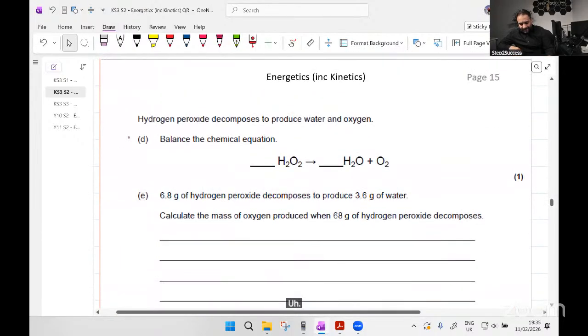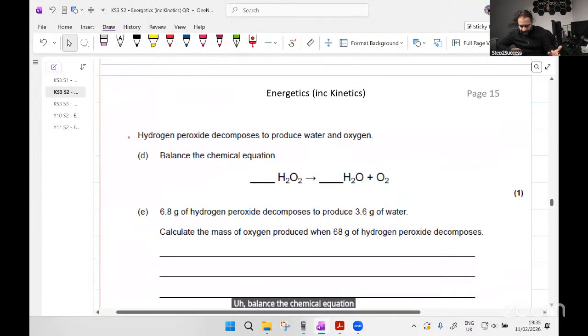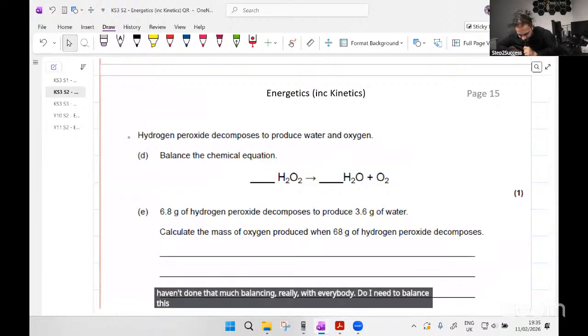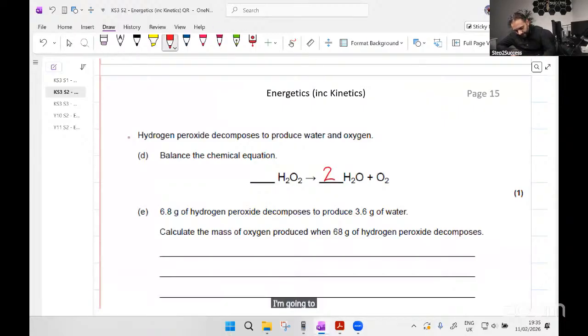Balance the chemical equation. I'll just tell you this again. We probably haven't done that much balancing really with everybody. Do I need to balance this? Two. I'm going to put a 2 there and a 2 there, and I'll explain why.